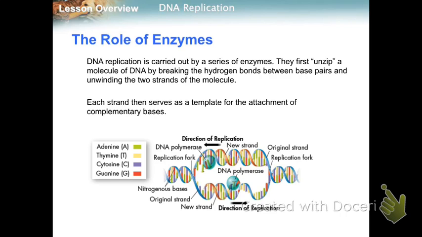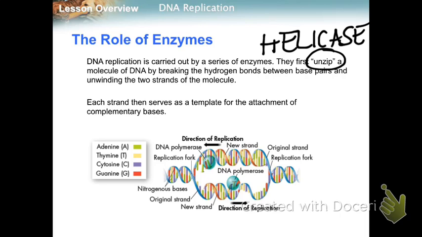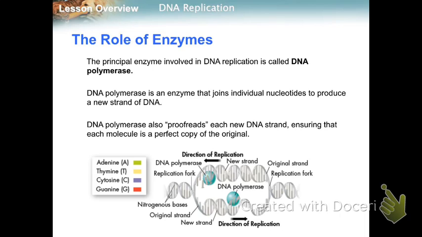There are 3 different enzymes that are used in DNA replication. The first enzyme is a helicase. The helicase unzips the molecule of DNA, gets in there and breaks the hydrogen bonds between the base pairs. Each strand then serves as a template for the attachment of complementary bases. And remember, I said that DNA polymerase attaches the complementary bases. So that's the second enzyme, DNA polymerase.